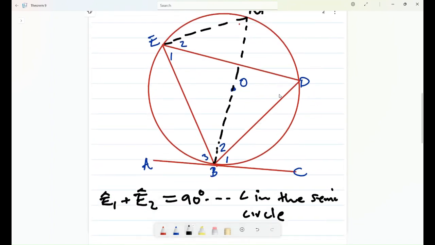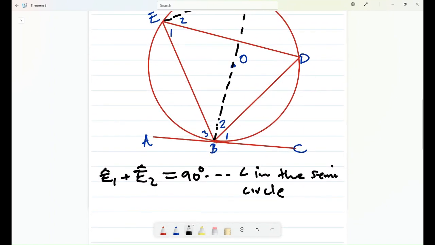Now, let's check another 90 that we can see. Another 90 that we have, it is this one. OB perpendicular to BC, or ABC in this case. But we are focusing on which angle? This one. So I'm going to say B1 plus B2 is equal to 90 also. We agree. B1 plus B2.